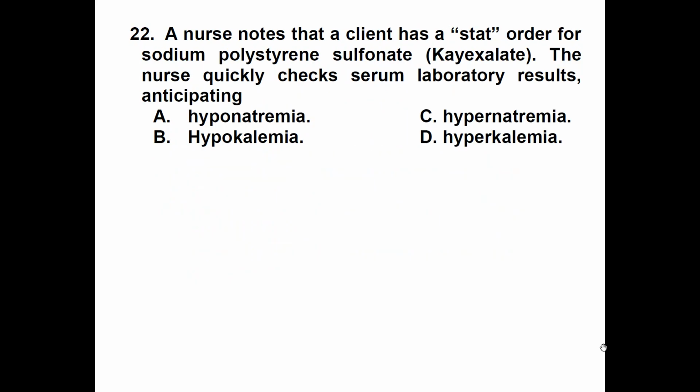22. A nurse knows that the client has a stat order for sodium polystyrene sulfonate. The nurse quickly checks serum laboratory results, anticipating hyponatremia, hypokalemia, hypernatremia, or hyperkalemia. Of course, this drug binds sodium and also potassium, and what we're looking for here is the potassium. So we're talking about hyperkalemia. So for 22, the best answer is letter D.